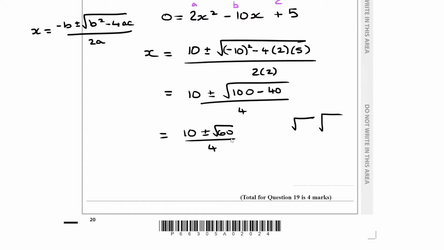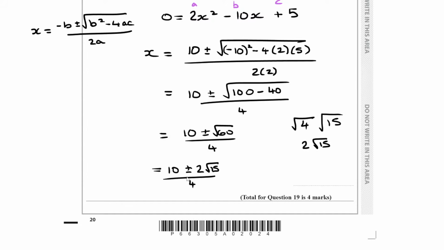So square number factor of 60, I think it's just 4. I'm trying to think if there's a bigger one. I think 4 is the biggest one. So 4 and 15. And then you can square root the square number, so 2 root 15. There we go. The 10 plus or minus 2 root 15 over 4.